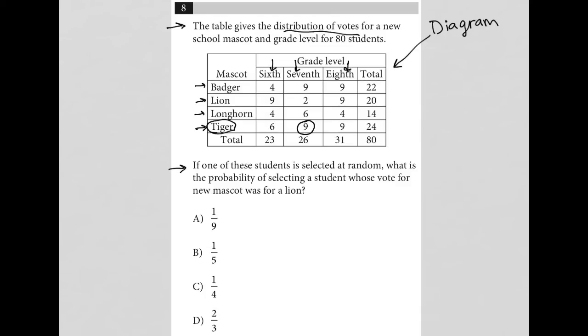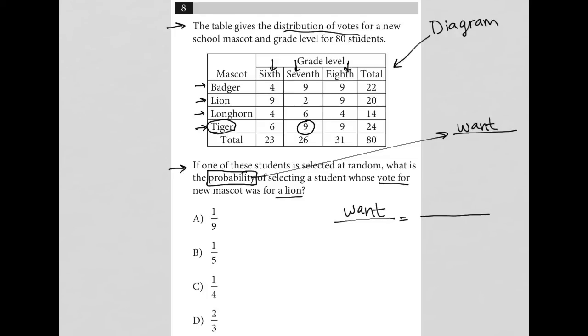The question goes on to say, if one of these students is selected at random, what is the probability of selecting a student whose vote for new mascot was for a lion? So anytime I see the word probability on this test, I'm thinking fraction, where the numerator is what you want. In this case, what we want is voting for lion. So let me write it here. What we want is the numerator. I'm going to get to the denominator in a second. But what is it that we want?